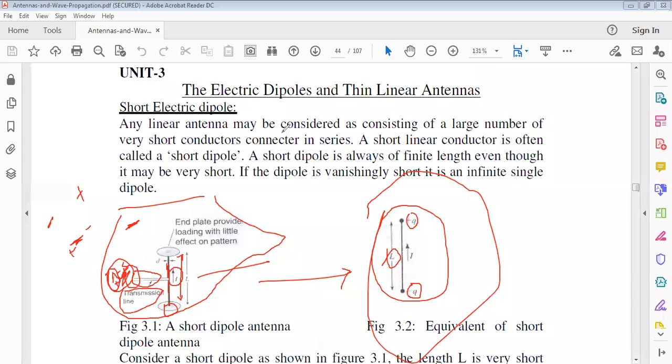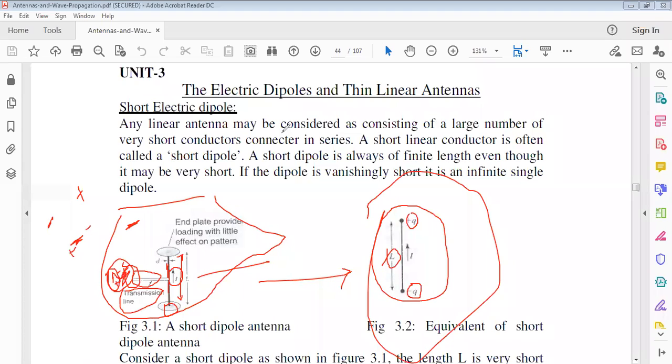Why? Because if it is lambda by 2, then it is considered a half-wave dipole. That's why you have to consider much less than lambda by 2, then it is called a short dipole. The short dipole is always a finite length. Already I told you the finite length and infinite length difference. So a short dipole is always a finite length, even though it may be very short, and that very short is defined as much less than lambda by 2.